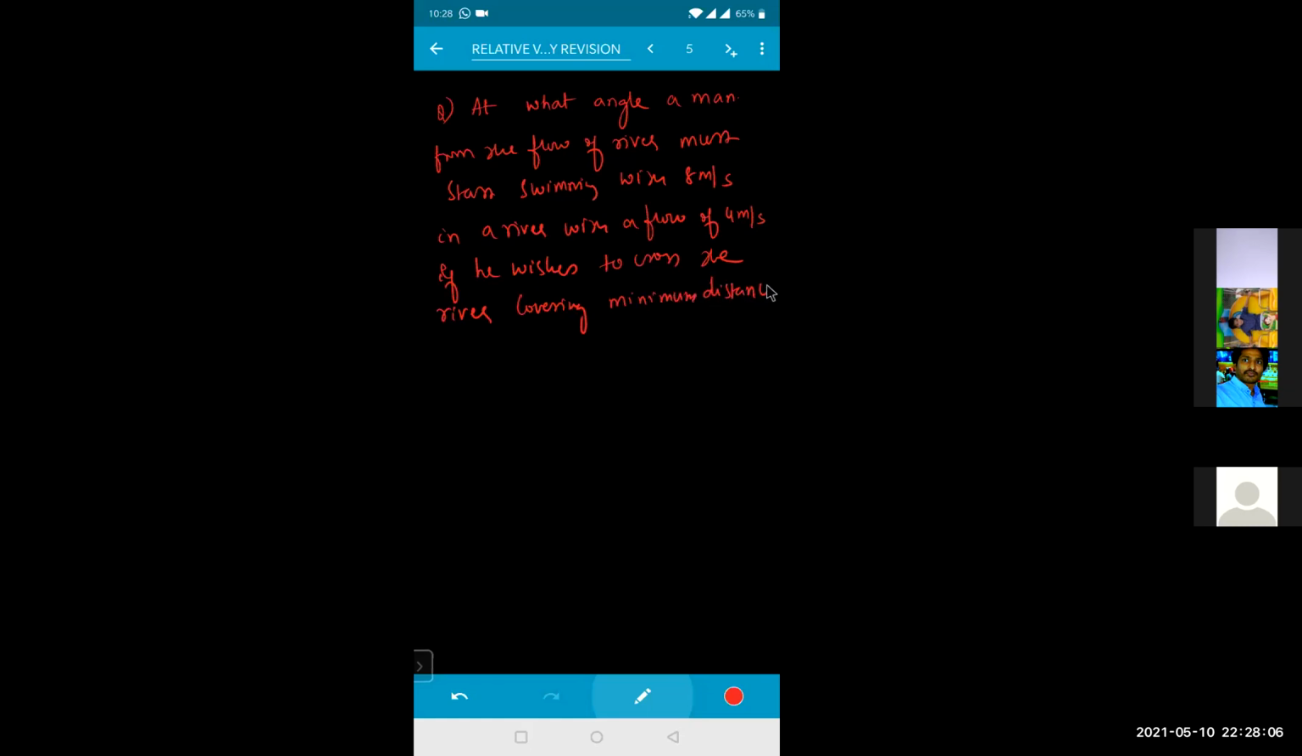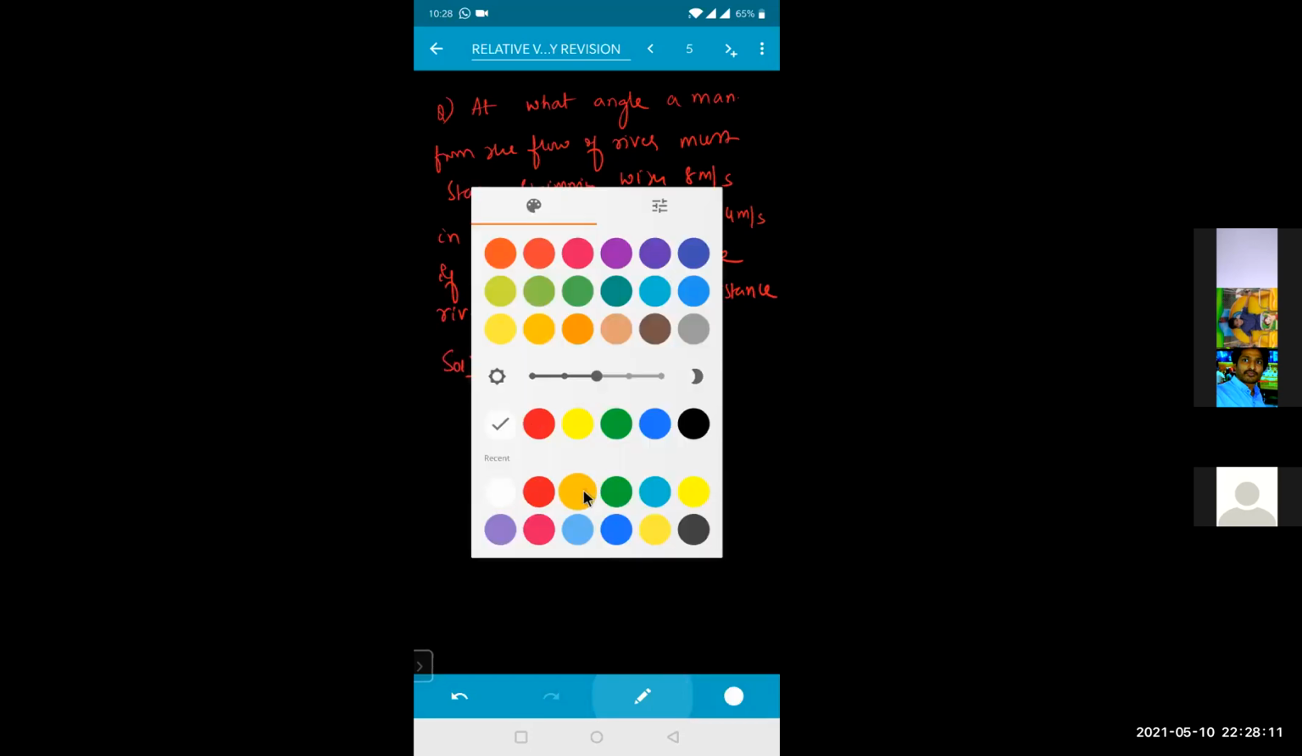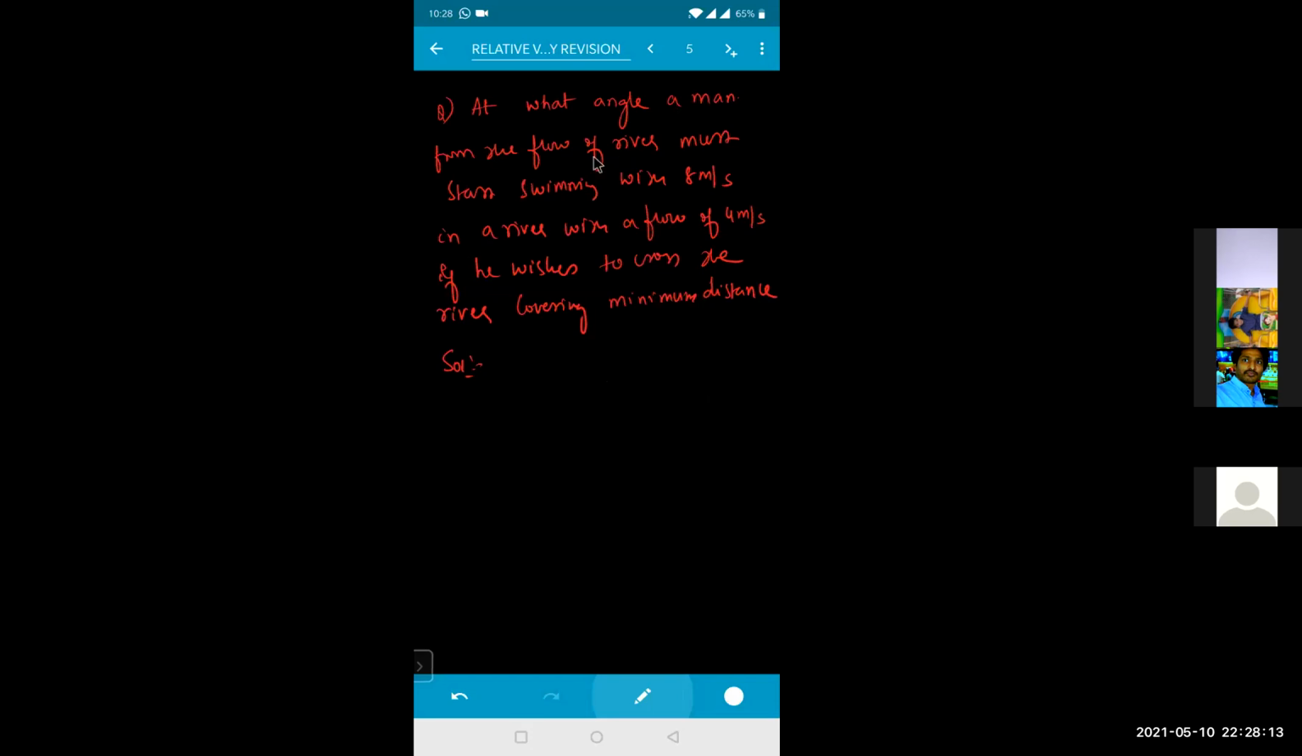Can anyone tell me? Quickly, the answer. First try to read the question properly, then everything will get clear. At what angle from the flow of the river must a man start swimming with 8 meter per second in a river which is flowing with 4 meter per second, if he wishes to cross the river covering minimum distance.